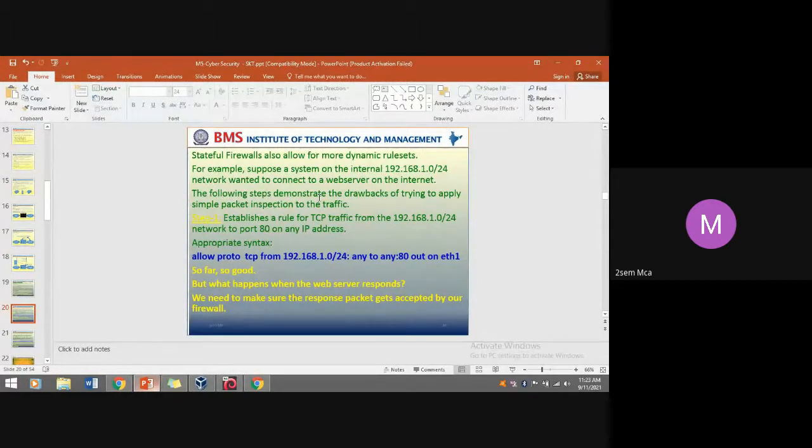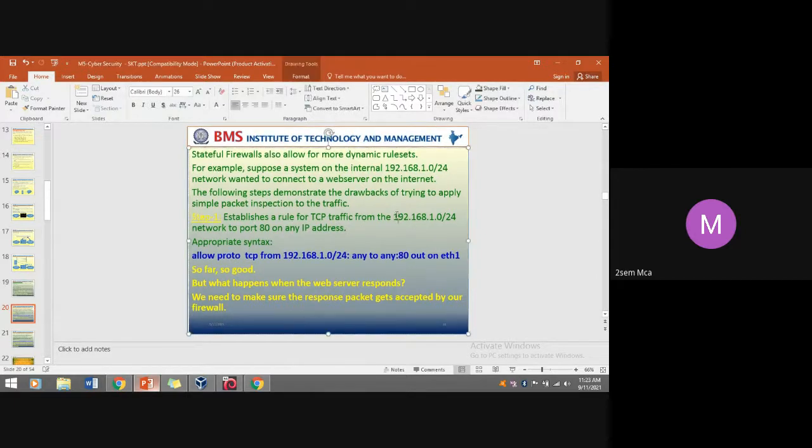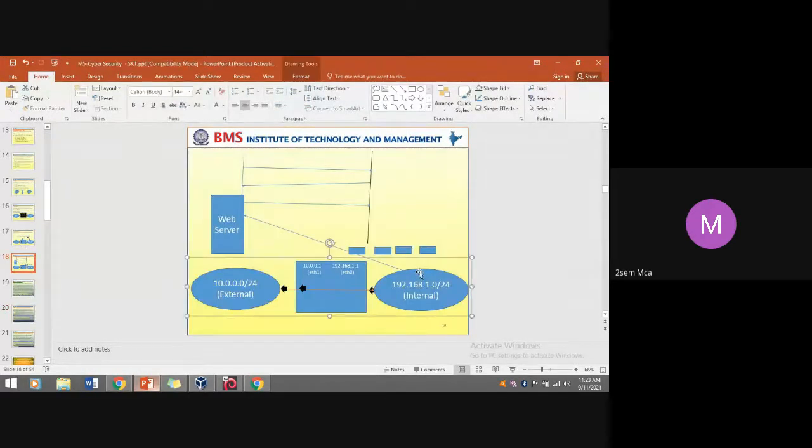The following steps demonstrate the drawbacks of trying to apply simple packet inspection to the traffic. So, step 1, establish a rule for TCP traffic from this network to port 80 on any IP address. The approximate syntax for this scenario is any IP with respect to the port number. The web server port is usually 80, so that server port is going to be reached from your internal network.